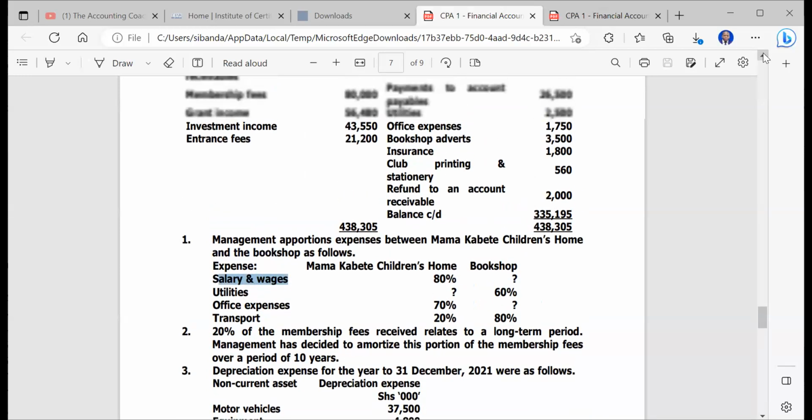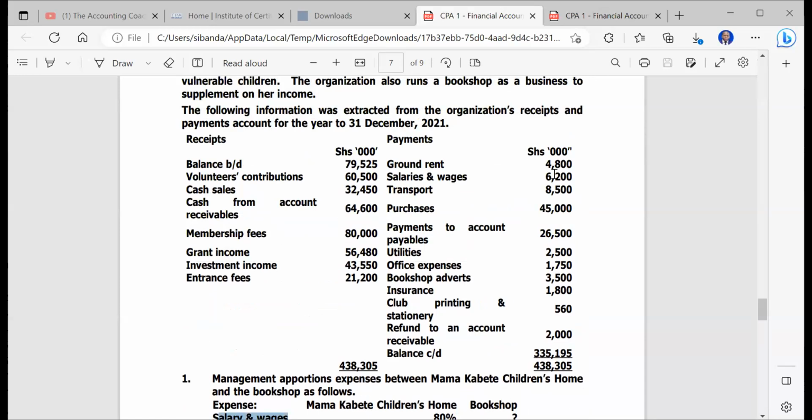Remember the salaries and wages we saw here? These salaries and wages of 6,200 are relating to both the bookshop and the children's home. And remember, we know that the children's home owns the bookshop. But for reasons of financial accounting, we separate these expenses. Why? Because we will prepare a profit and loss for the bookshop separately, and then just get the profit from the bookshop and bring it to the income and expenditure, which is for the overall children's home.